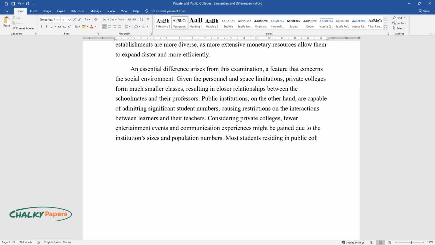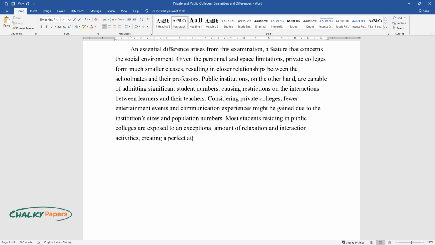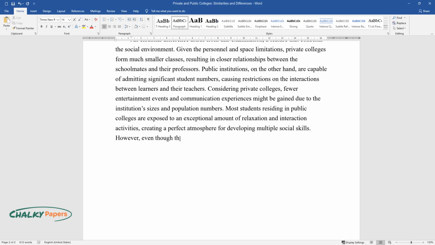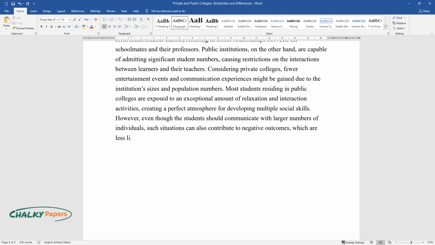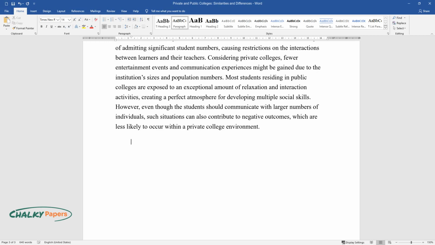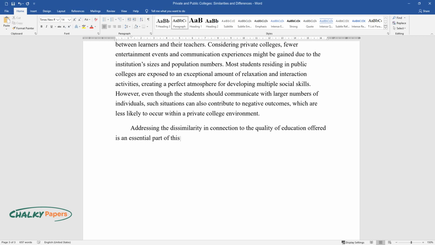Most students residing in public colleges are exposed to an exceptional amount of relaxation and interaction activities, creating a perfect atmosphere for developing multiple social skills. However, even though the students should communicate with larger numbers of individuals, such situations can also contribute to negative outcomes, which are less likely to occur within a private college environment. Addressing the dissimilarity in connection to the quality of education offered is an essential part of this examination.